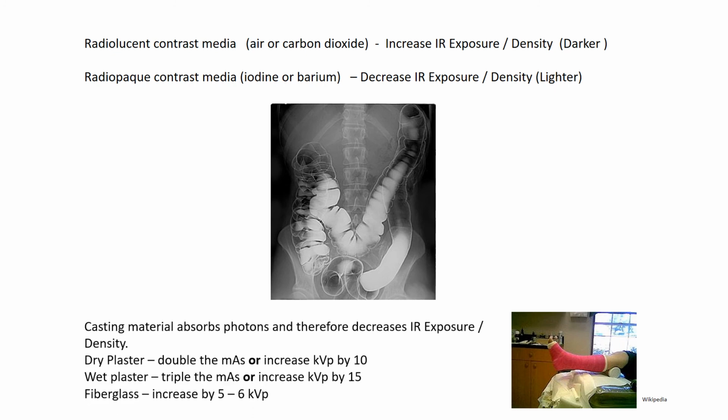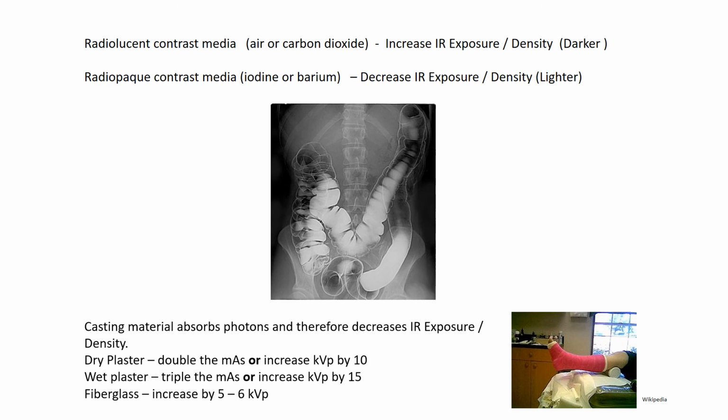Down below we've got a picture of a cast there, right? Casting material absorbs photons and therefore decreases IR exposure or density. So in order to bring up the IR exposure or density back to the level that we would need it to be, there is a couple of rules here. Dry plaster, you would either double the mass or you'd increase your kVp by 10. If it was wet plaster, it was first applied, you'd have to triple your mass or increase your kVp by 15. Or if it's a fiberglass cast, which is the type of cast that we usually use today, we see being used more often, we'd increase our kVp by about 5 or 6.